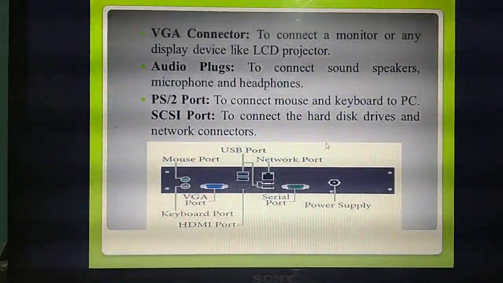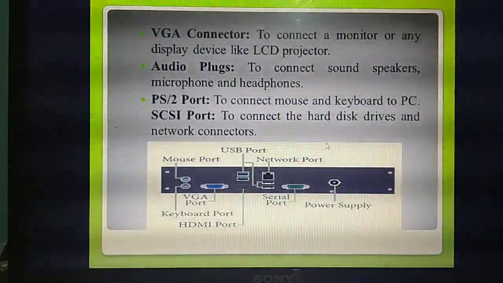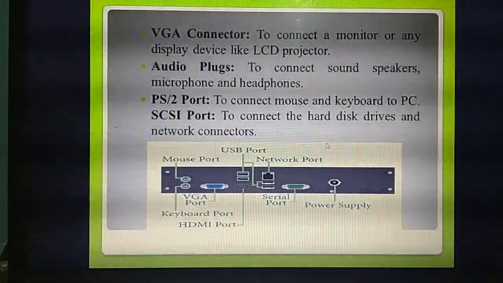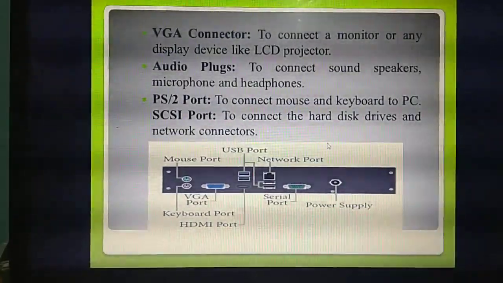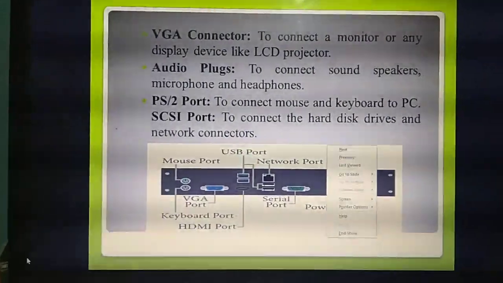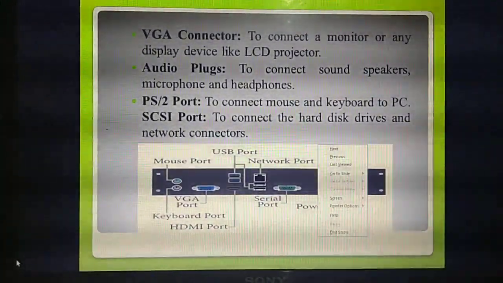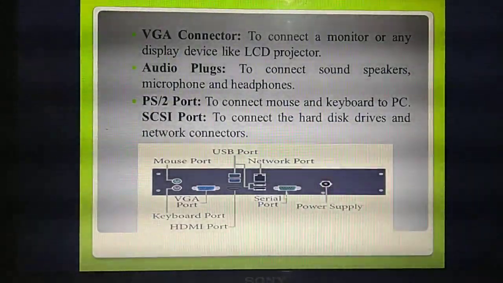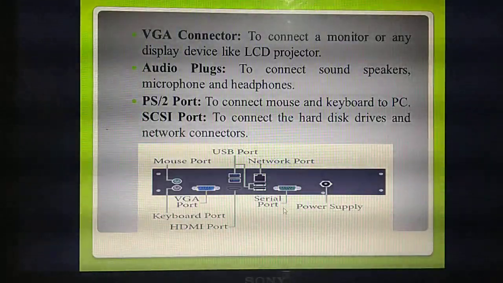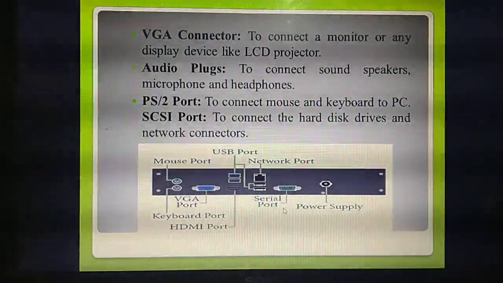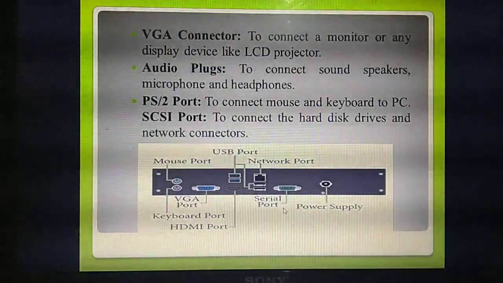Understand? Then SCSI port. What is the use of SCSI port? To connect the hard disk drives. So this SCSI port is used to connect hard disks and network connectors. What do you mean by hard disk? Already you have studied the external storage device. This kind of device and network devices you can connect using this port.